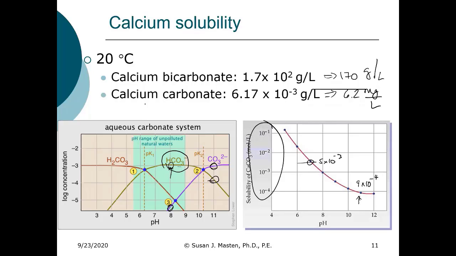So what we want to do is produce calcium carbonate, because the solubility is much less than that of bicarbonate. In order to do that, we want to raise the pH.